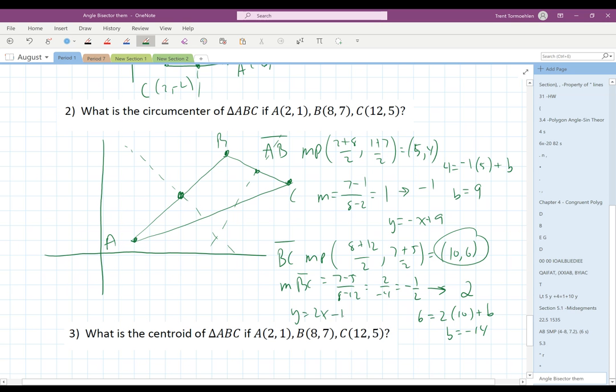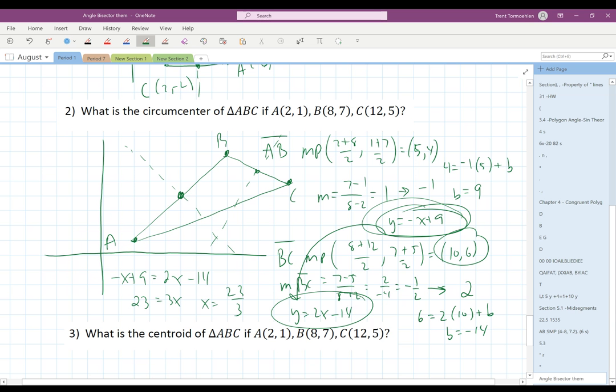2x minus 14. Okay, so looking at these two equations, we want to find out where these two lines meet each other, because that point is going to be the circumcenter. The easiest way to do it is to take this and substitute it in for this y. So negative x plus 9 equals 2x minus 14. And so it's going to give me 23 equals 3x. And so x equals 23 over 3.